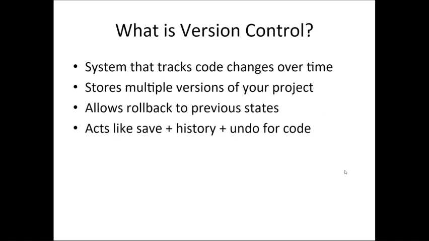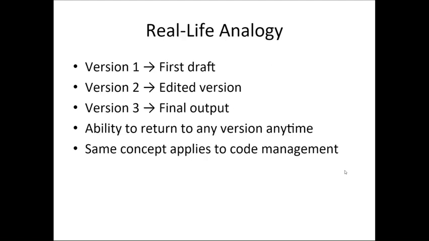Now, what is version control? All right, it's a system that tracks code changes over time, stores multiple versions of your project, allows rollback to previous state, acts like save history and undo for code, right? So it basically backs up your code and helps you manage your code to different versions, right? So if any particular version is no longer functional, you can always revert back to a version that is functional. I can't tell you enough how important this is for every developer.